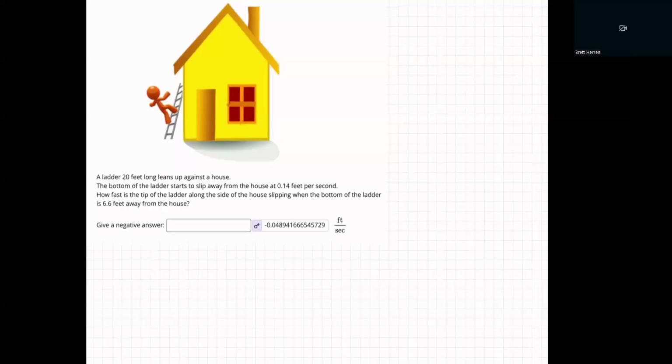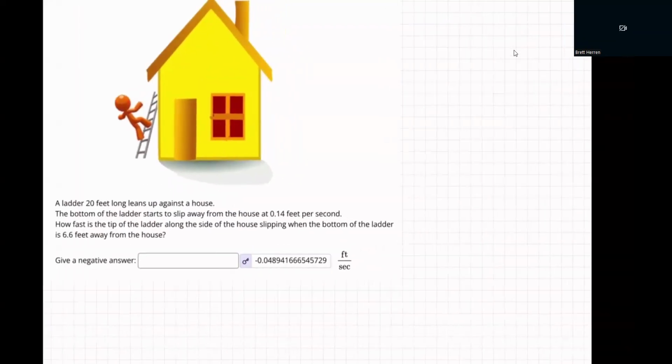Okay, on this one, we have a ladder leaning up against a house, a 20-foot ladder. The bottom of the ladder starts to slip. Oh, this person's in trouble. It slips away from the house at 0.14 feet per second. How fast is the tip of the ladder along the side of the house slipping when the bottom of the ladder is 6.6 feet away from the house?